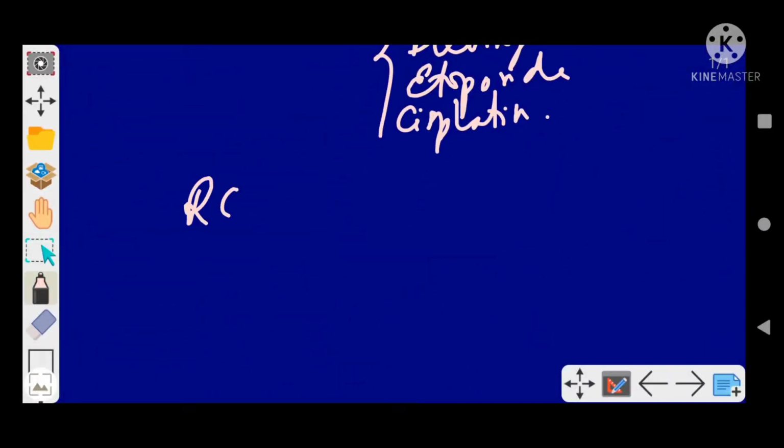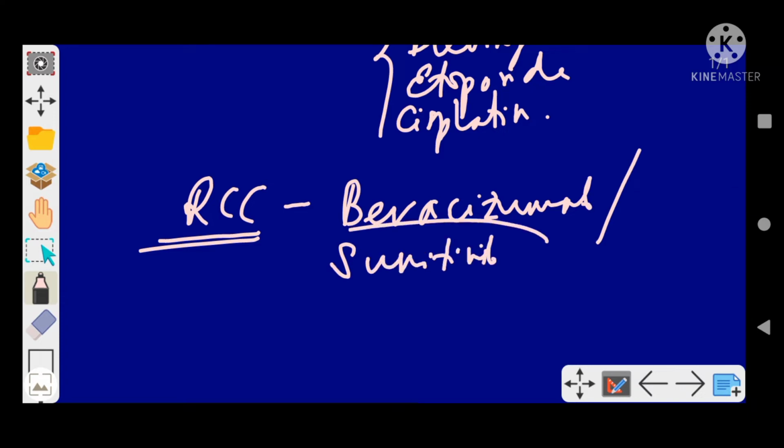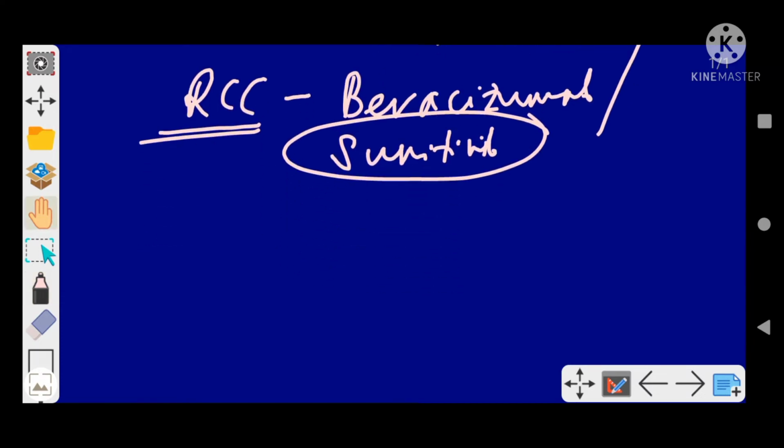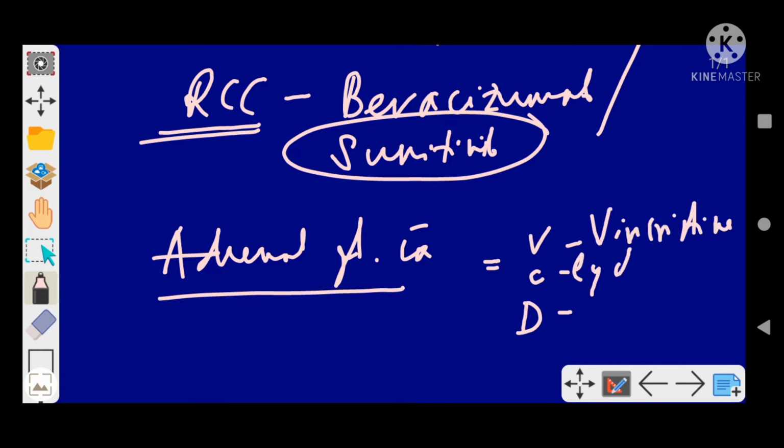So in the diagram for renal cell cancer, RCC, the drug of choice is bevacizumab, or sunitinib. Sunitinib is common, right? And then for adrenal gland carcinoma, remember VCD, correct? V for vincristine, C for cyclophosphamide, D for dacarbazine.